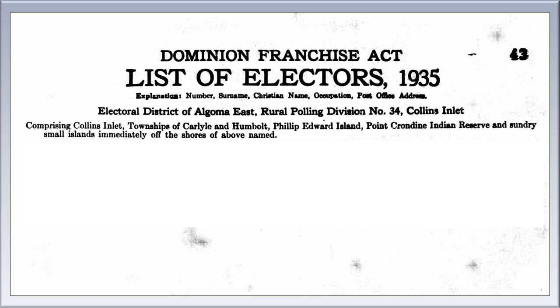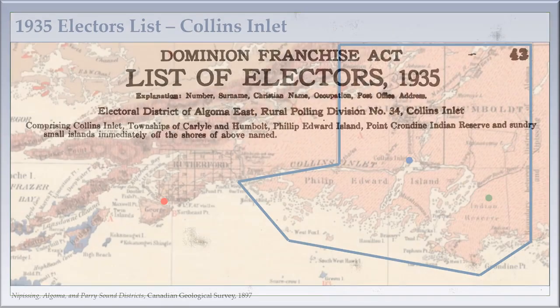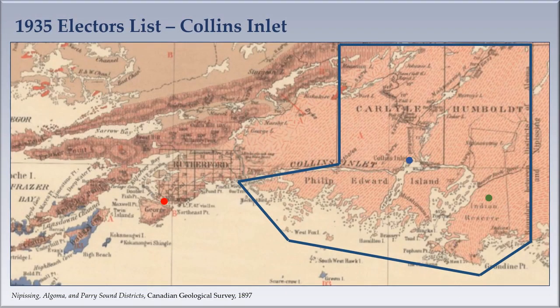Now let's look at the 1935 list for Collins Inlet, a village in the electoral district of Algoma East, Rural Polling Division number 34. I drew the boundaries of that polling division on a map. Killarney Village is on the left side of the map, marked with a red dot. Collins Inlet Village, marked with a blue dot, was in Carlisle Township.